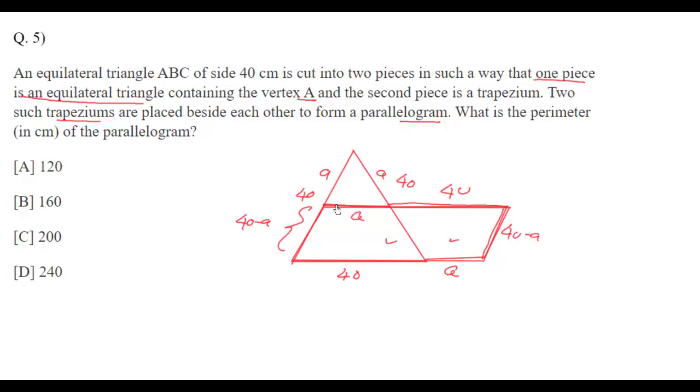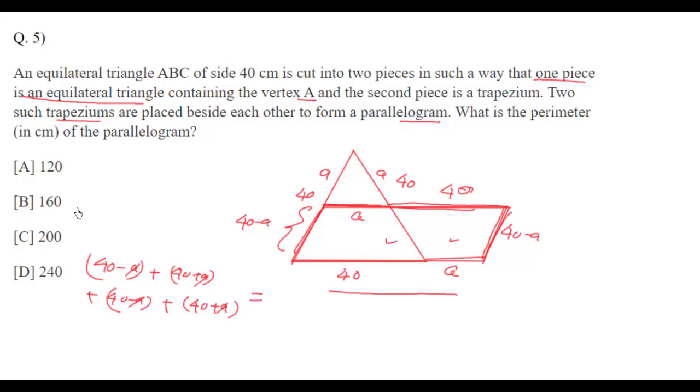Now if I add all these boundaries, then this is 40 minus a. We have to find the perimeter, right? So 40 minus a plus this is a plus 40. So it will be 40 plus a plus this is 40 minus a. Again, this is 40 plus a. So we observe that a will get cancelled with this. We'll be left with 40 four times. So 40 into 4 will give me 160. So option B becomes the right answer.